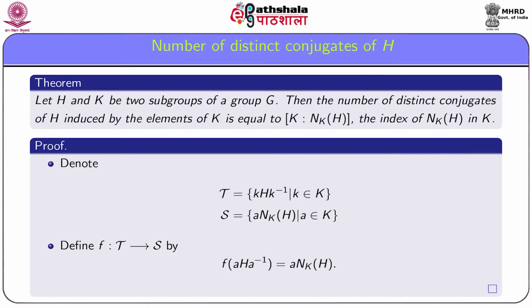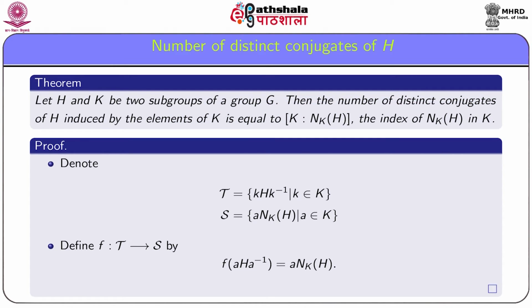Now we have the following result, which actually computes the number of distinct conjugates of H. First, we prove the number of distinct conjugates of H induced by the elements of K, and then considering K equal to G, we will get the number of distinct conjugates of H in G. Let H and K be two subgroups of a group G. Then the number of distinct conjugates of H induced by the elements of K is equal to the index of N_K(H) in K.